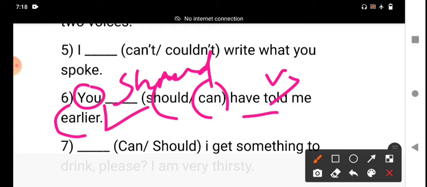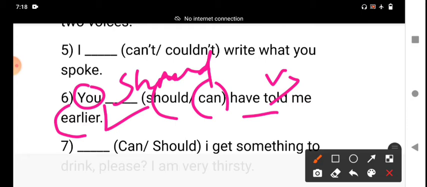Now you tell me what is the use of that one. Previously you told me I will take care of my personal things. That is the situation. One of the persons did not say earlier. Earlier means before, in advance. He should not say anything, tell anything to someone.